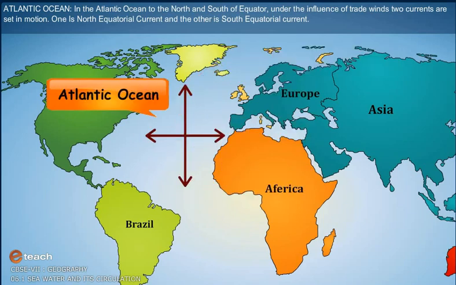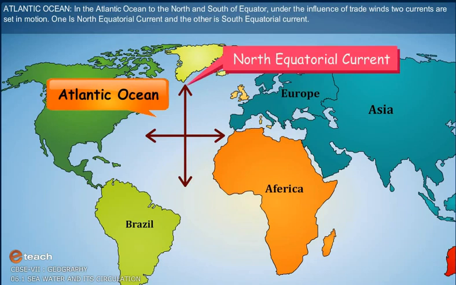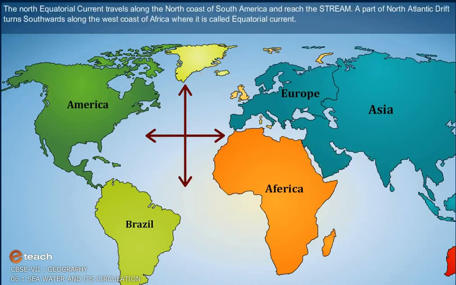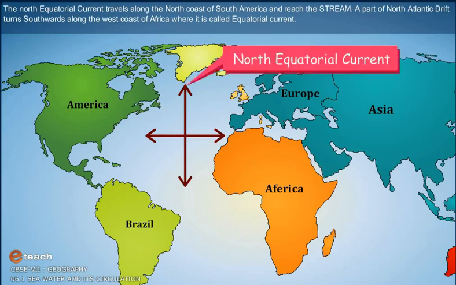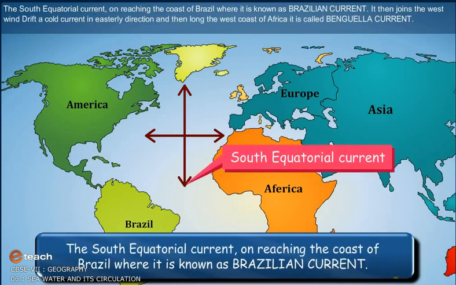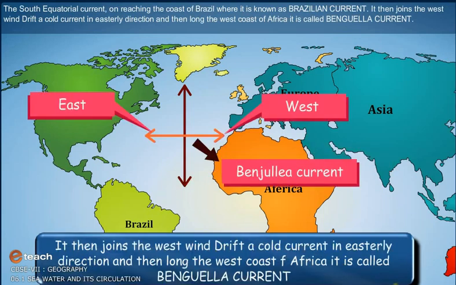One is North Equatorial Current and the other is South Equatorial Current. The North Equatorial Current travels along the north coast of South America and reaches the Gulf Stream. A part of North Atlantic Drift turns southwards along the west coast of Africa, where it is called Canary Current. The South Equatorial Current, on reaching the coast of Brazil, is known as Brazilian Current.